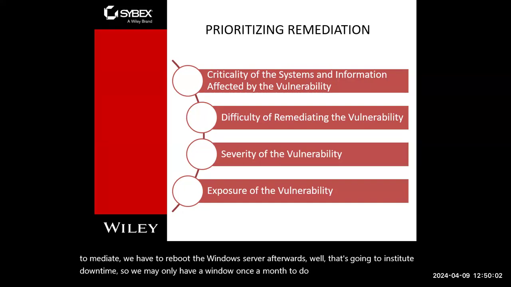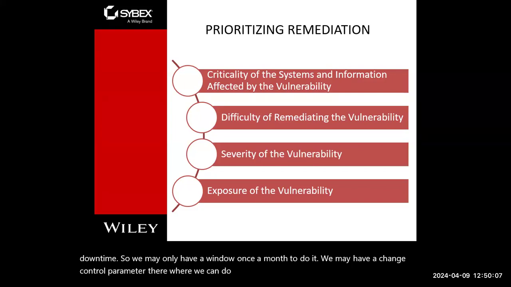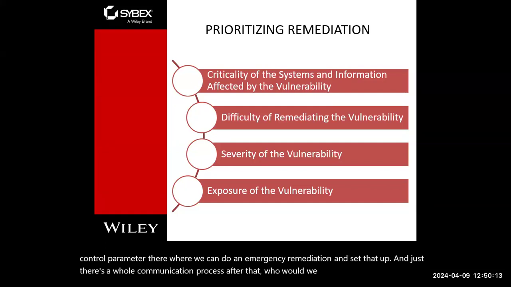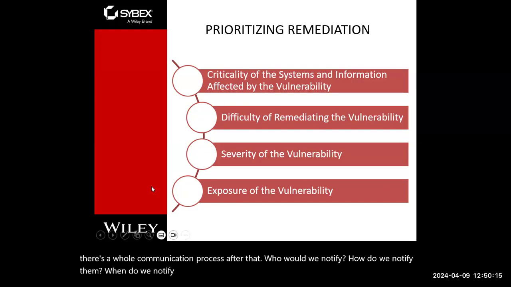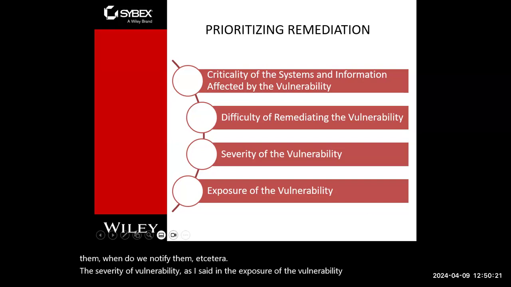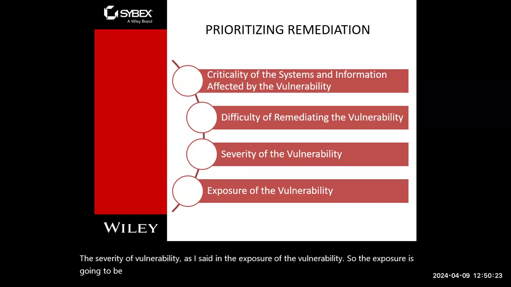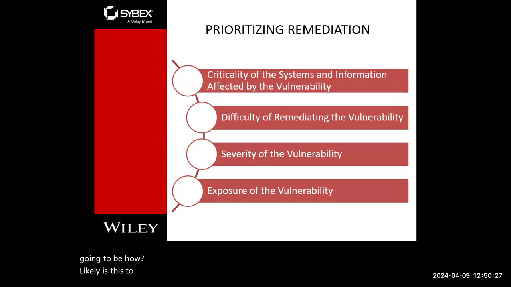We may have a change control parameter in there where we can do an emergency remediation and set that up, and there's a whole communication process after that. Who do we notify? How do we notify them? When do we notify them, etc. The severity of the vulnerability, as I said, and the exposure of the vulnerability. So the exposure is going to be how likely is this to be targeted.